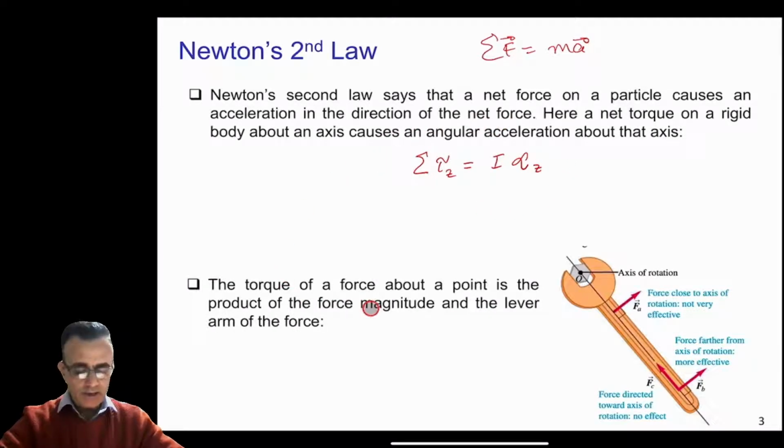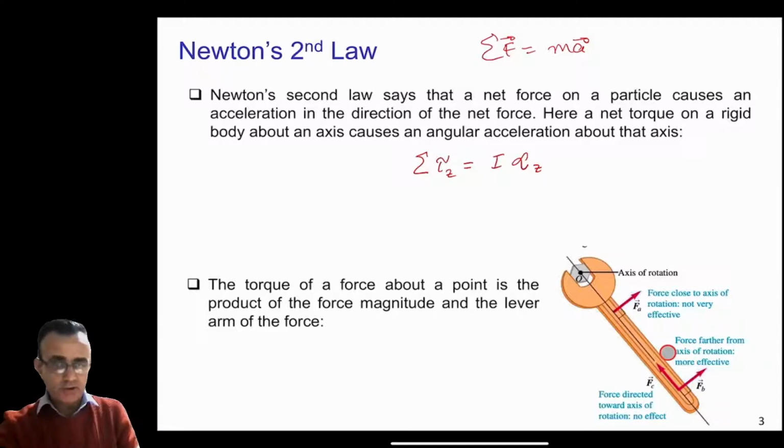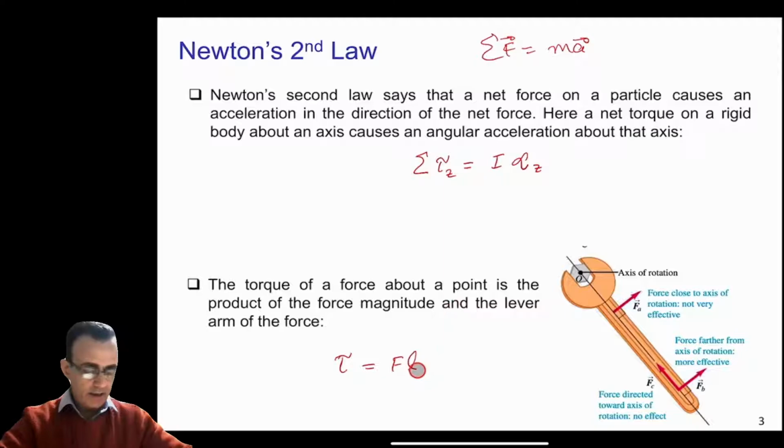Now to define torque, how will you calculate torque? The torque of a force about a point is the product of the force magnitude and the lever arm of the force. As you can see in this figure, we have three forces, Fa, Fb, and Fc. If you want to calculate the torque, it is force times the perpendicular distance. This L is the lever arm, or the perpendicular distance from the pivot point.